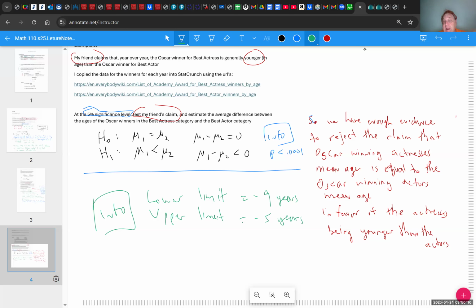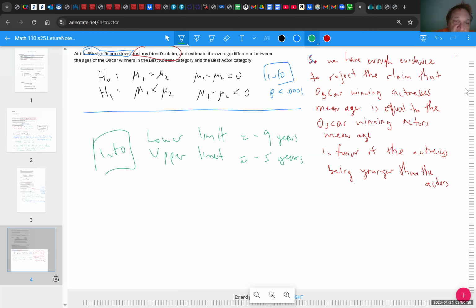So we now know, or at least now we have confidence, 90% confidence, that the true difference in average ages is between 5 years and 9 years. The reason why these are negative values is because the actresses are younger. They're somewhere between 5 years younger and 9 years younger than the actors, right? So that's why the negatives are there, because they actually are younger.